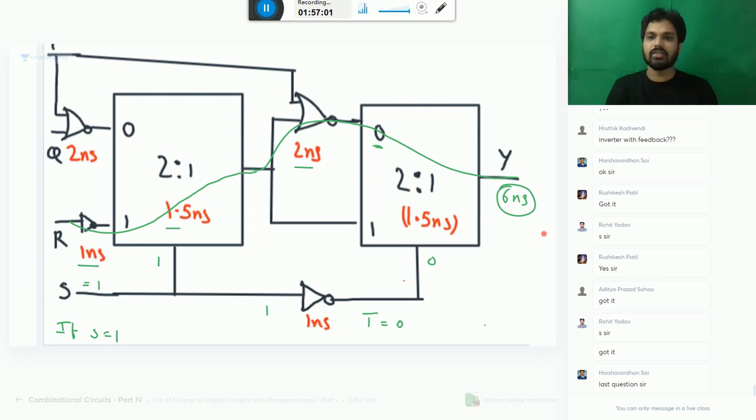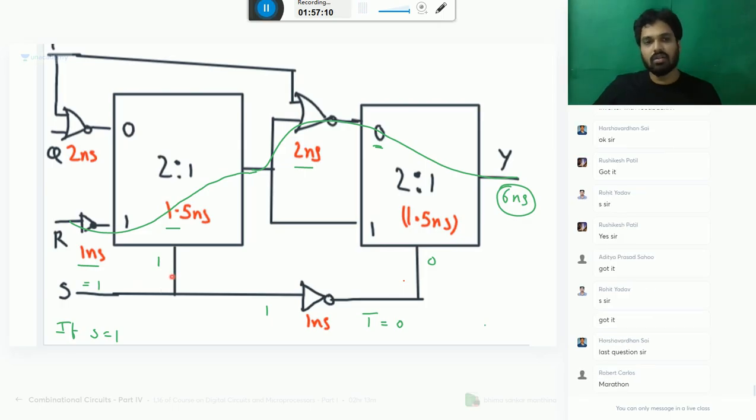If S equal to 1, the input takes 6 nanoseconds. My doubt is, R input is initially present, then why is it a time constraint? R is present, but R bar is required, na? Harsha, R is present at time t equal to 0, but R bar will come at what time? 1 nanosecond. Because your input is not R bar, where you have one inverter.